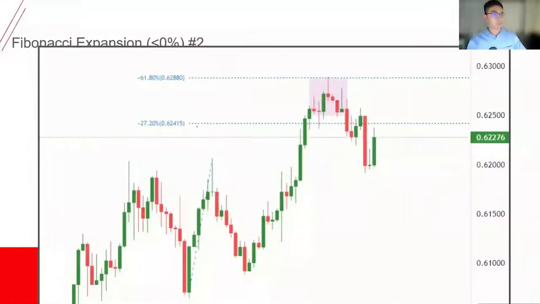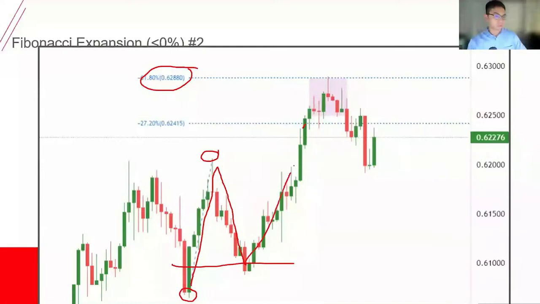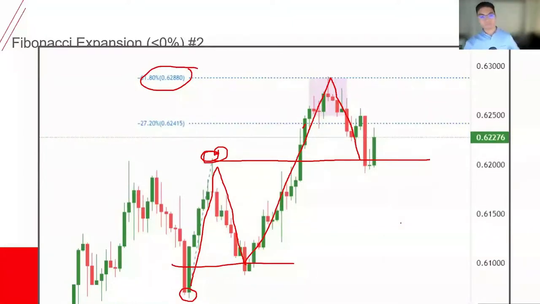Take a look. Even at the negative 61.8%, price actually tapping ultimately into that. You are drawing from the starting point to the end point. Price went up, retraced back down, and went back up towards the negative 61.8% retracements before heading back down towards the end point, which is right here.